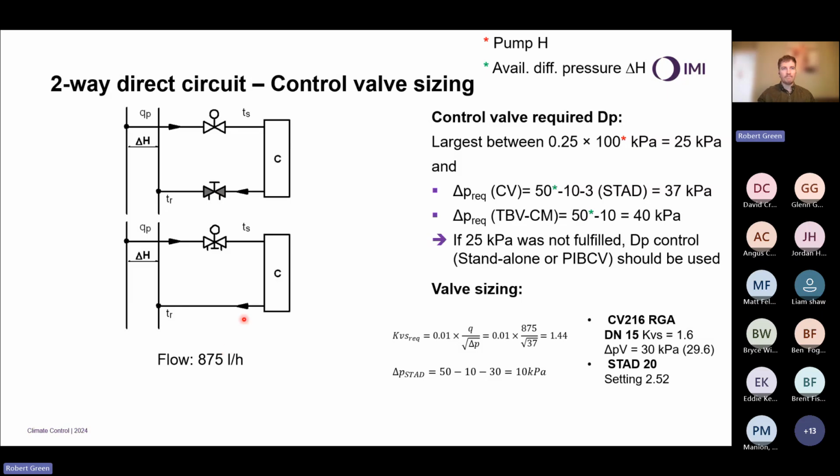For the balancing control valve, it's in essence very simple. We have an adjustable KV value on that valve. So we just need to find out what the KV is for a differential pressure of 40 kilopascals, and then choose the appropriate valve. In this case, a DN20 valve at a setting of 7.6.